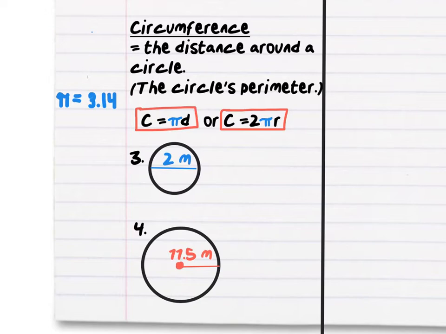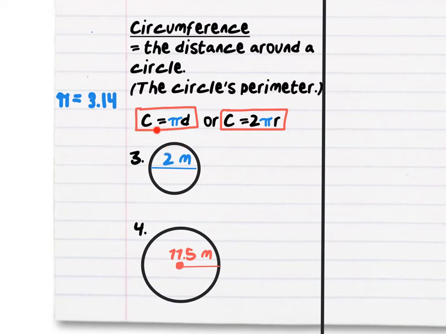Okay, so in this section, we're going to talk about circumference. The circumference of a circle is the distance around a circle. It's also known as the circle's perimeter. So if I were to ask you for the circumference of this circle right here on number 3, I am asking for the distance all the way around this circle. Like if I were to take a tape measurement and measure it all the way around, this is the circumference.